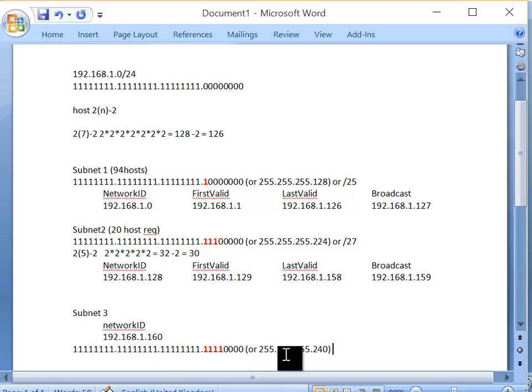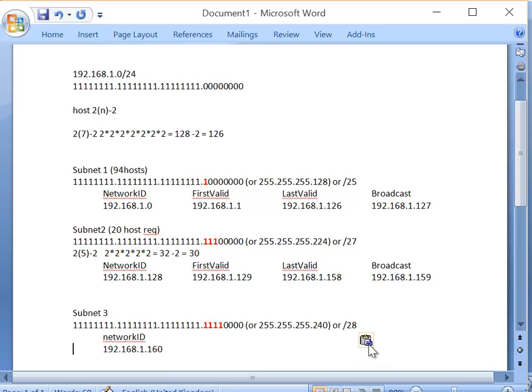So the subnet mask for subnet 3 will be 255.255.255.240. You see the variable length subnet mask. Here we have .128, .224, .240, or /25, /27. Now this is going to be what? /28. Right. Now let me just copy this. I put it up here. So the network ID, and this as well.